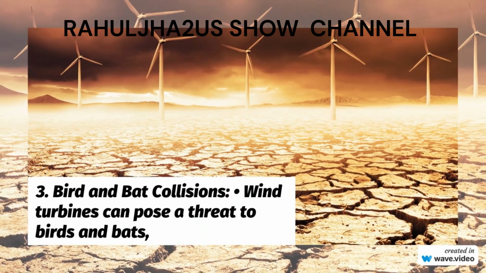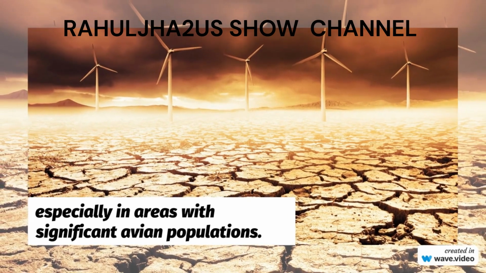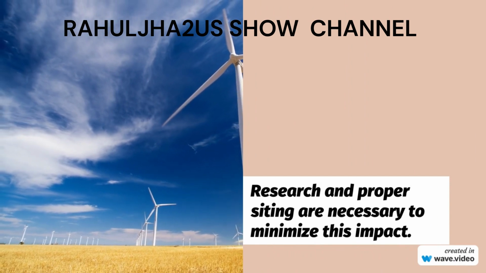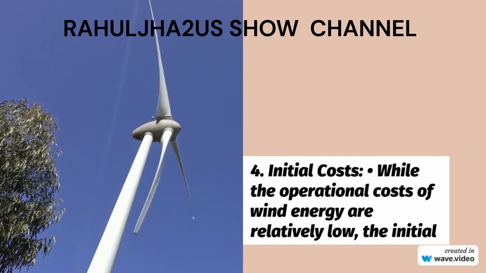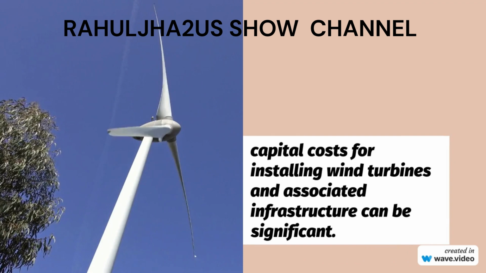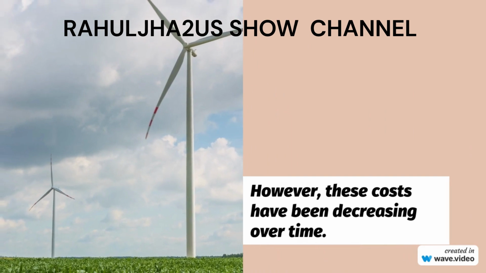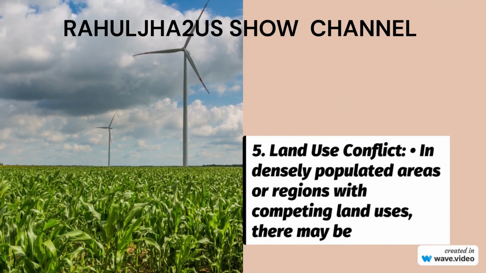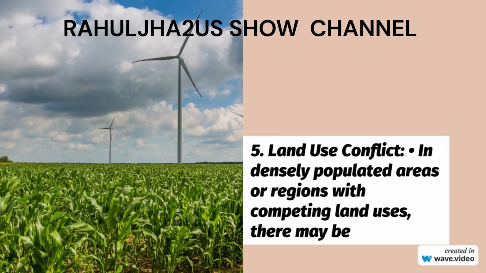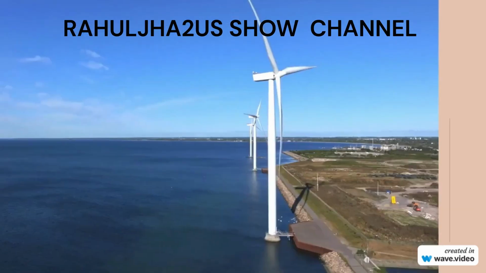Bird and bat collisions. Wind turbines can pose a threat to birds and bats, especially in areas with significant avian populations. Research and proper siting are necessary to minimize the impact. Initial cost. While the operating costs of wind energy are relatively low, the initial capital cost for installing wind turbines and associated infrastructure can be significant. However, these costs have been decreasing over time. Land use conflict. In densely populated areas or regions with competing land uses, there may be conflict over the use of land for wind energy projects.